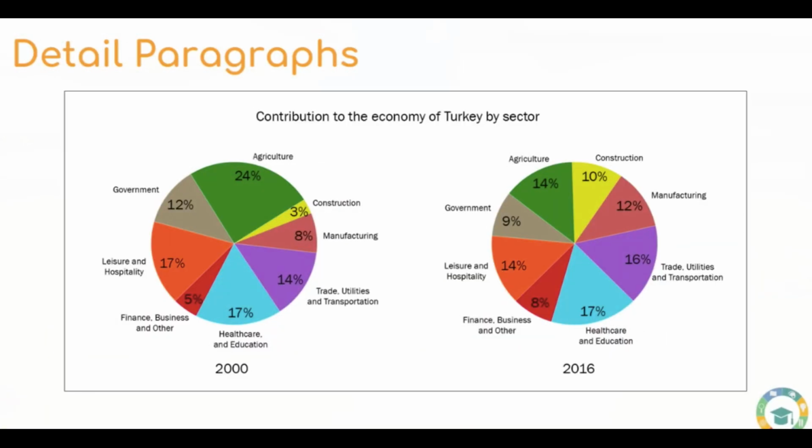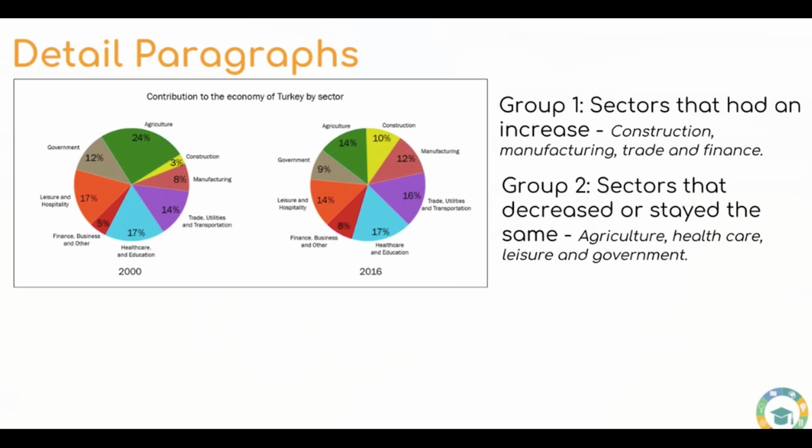Now we'll look at 3 examples of body paragraphs, starting with charts and graphs. These 2 pie charts show the contribution to the economy of Turkey, split into 8 different sectors. I've decided to split into 2 groups by the sectors that increased and the sectors that decreased or stayed the same. This means I can write a paragraph for each of my 2 groups.